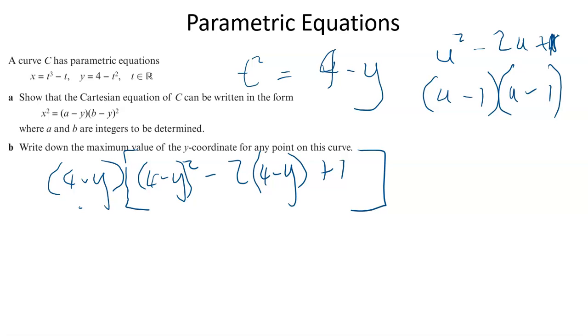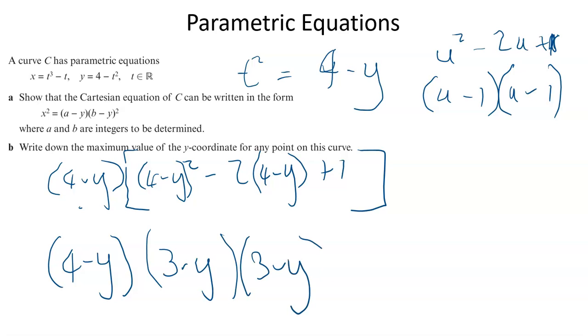We've now got 4 minus y, and then this thing is going to change into u minus 1, which is 4 minus y. Remember, that's what u is, but with an extra minus 1. So it's 3 minus y times 3 minus y, or indeed 3 minus y squared. And that's exactly what we've now been asked for. This was x squared up here because we squared it, if you remember back when we did the substitution. And we've got it in this form, and we know that a is 4 and b is 3.